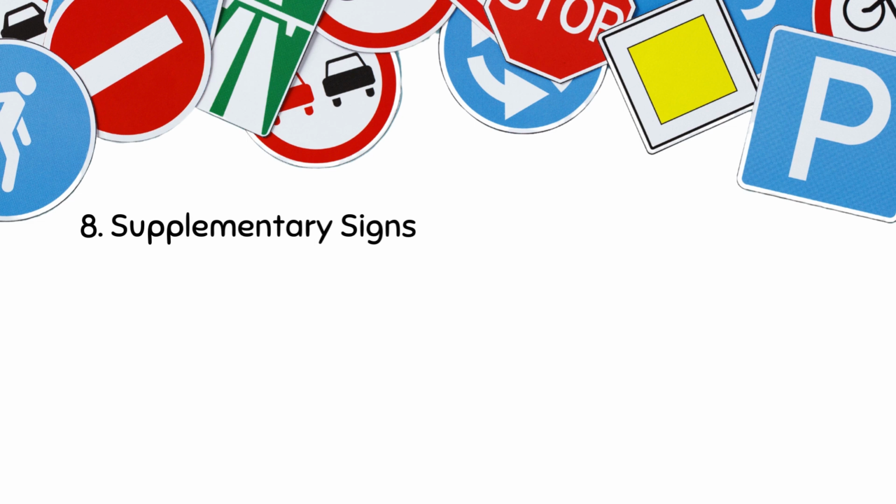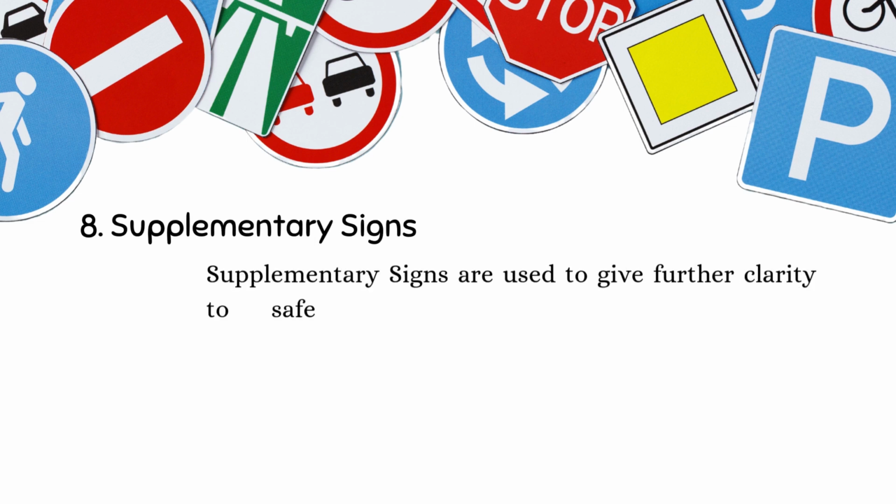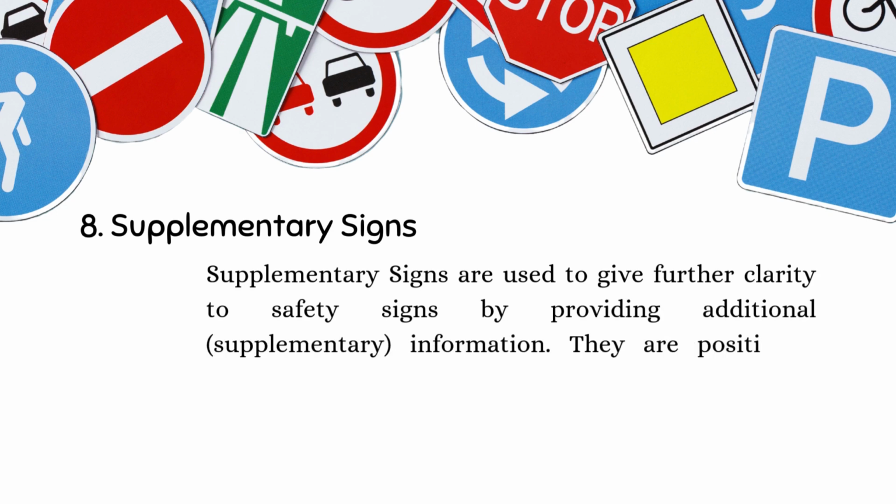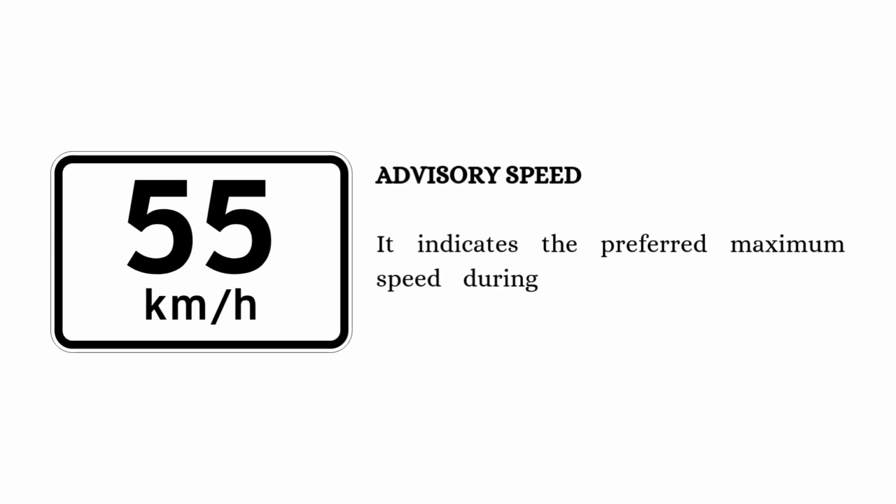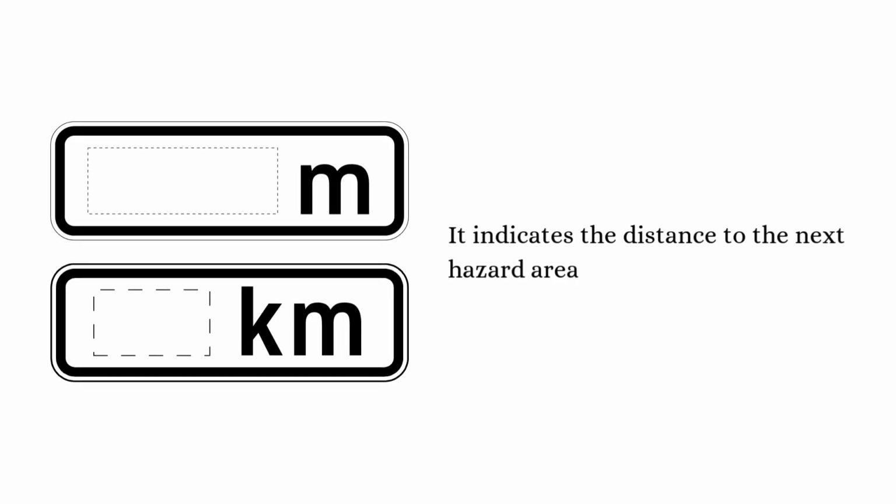8. Supplementary signs. Supplementary signs are used to give further clarity to safety signs by providing additional, supplementary information. They are positioned below the main primary safety sign. Advisory speed. It indicates the preferred maximum speed during normal weather traffic conditions. This sign indicates the distance to the next hazard area.